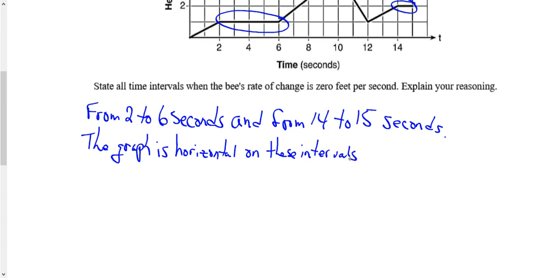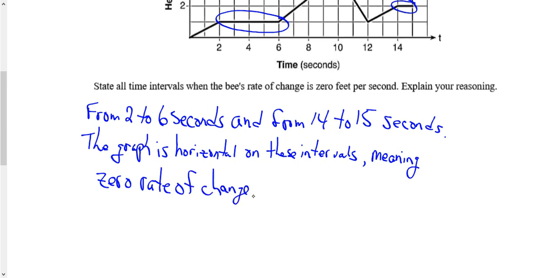Meaning what? Meaning 0 rate of change, right? We say, or specific to this, oh yeah, they use rate of change, right? Okay, so we use that too. So meaning 0 rate of change. All right. Any questions on this one, you guys?